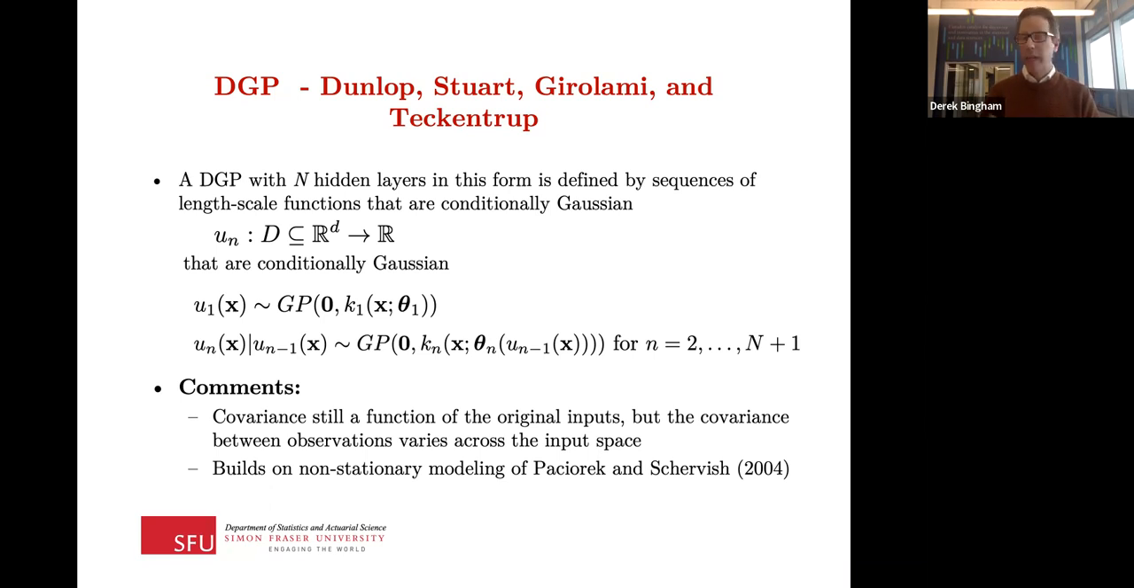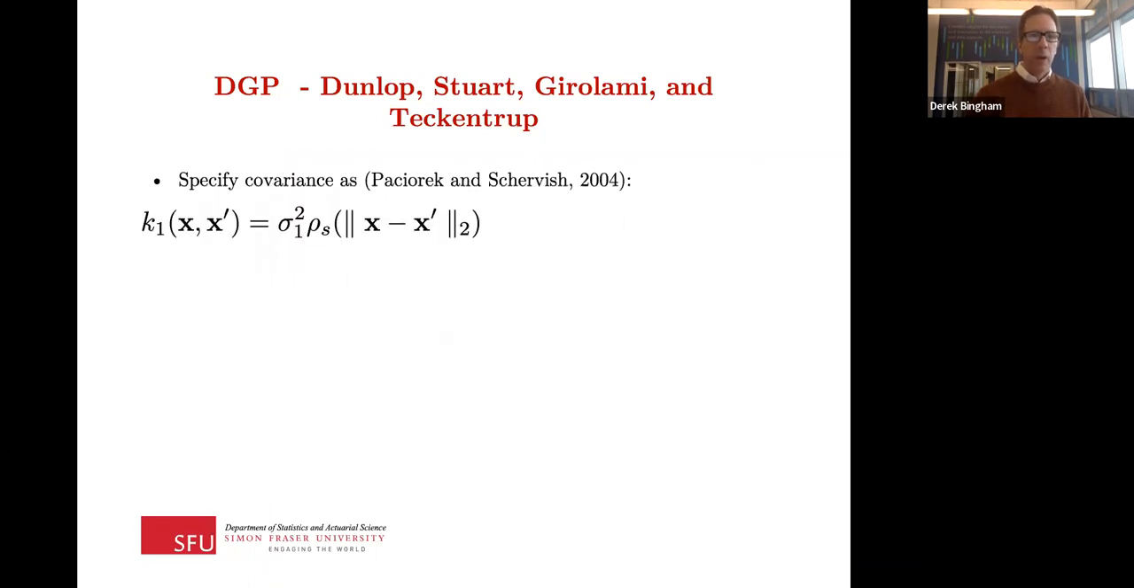The final layer, the n+1th layer, the data layer, really aims to be a stationary covariance in the U's, and the previous layers look to be stationary in the U's. So what you end up with is a non-stationary covariance function for the data. That's the aim, really. So what is that covariance function? You could start with any stationary, in this case isotropic, covariance function. You don't have to be isotropic, but that's what we've used.